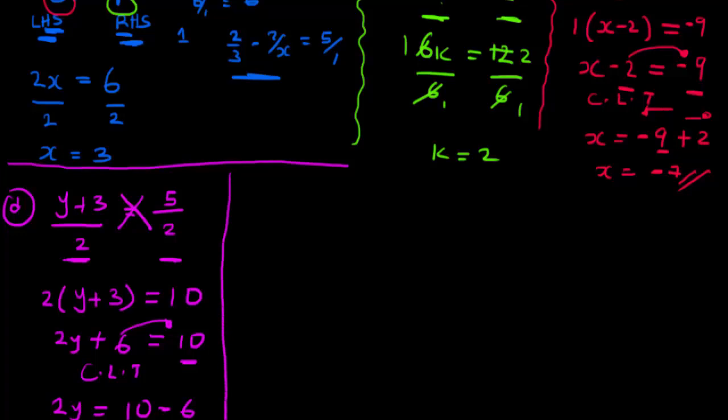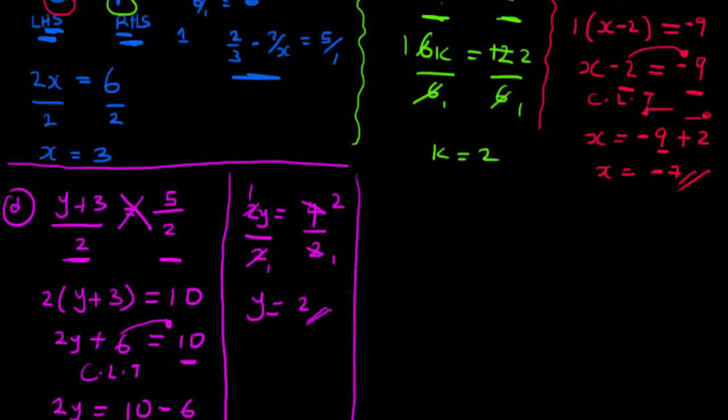So we have 2y equals 10 minus 6, which is 4. Now I was told to find y, so I divide both sides by 2. 2 here 1, 2 here 1, I'm left with y. 2 here 1, 2 here 2. Y equals 2. Now I've got 2 more examples before I give you an exercise.